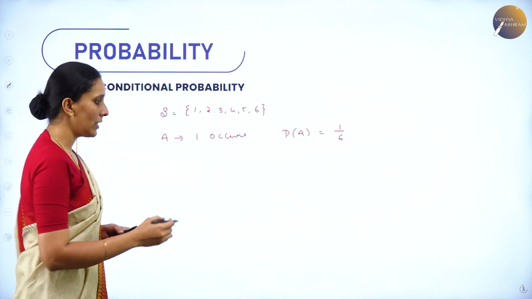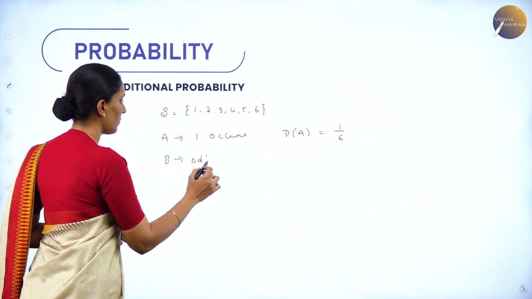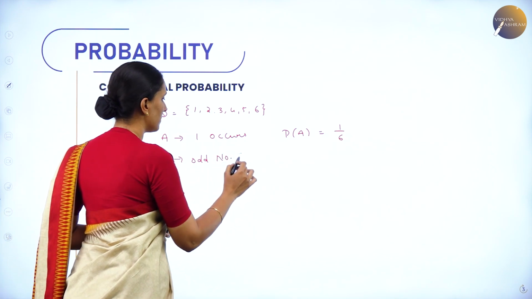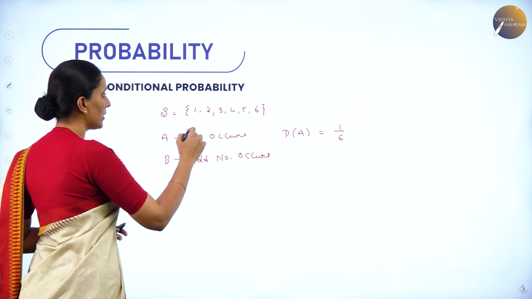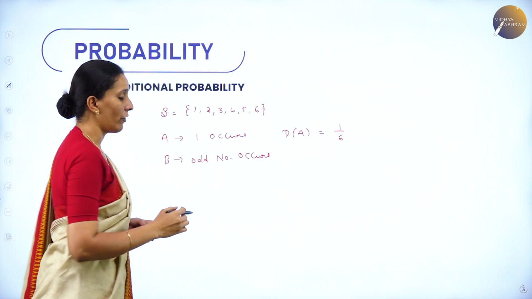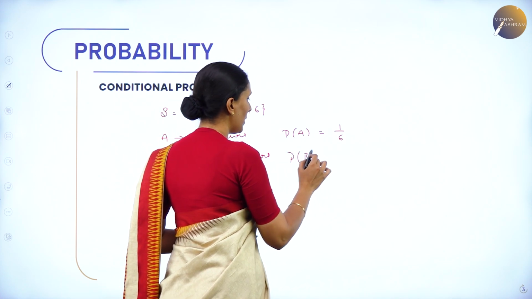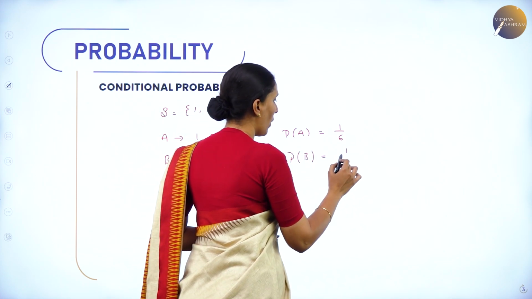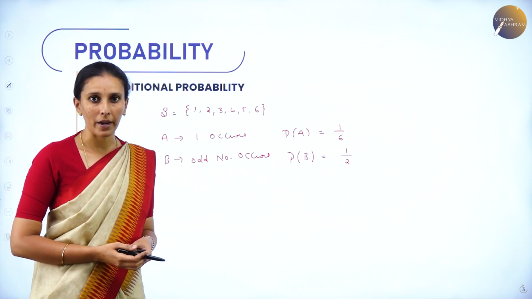Now let me take another event B, which says an odd number occurs. We know that the odd numbers on the die are 1, 3, 5. So the probability of getting an odd number, the probability of B, will be 3 by 6, which can be written as 1 by 2.